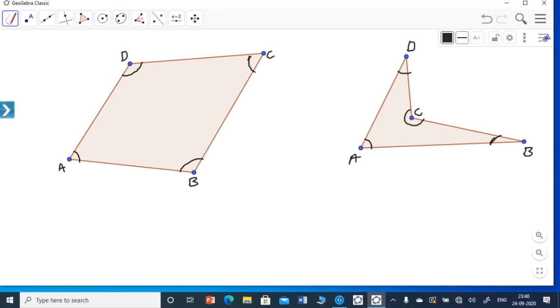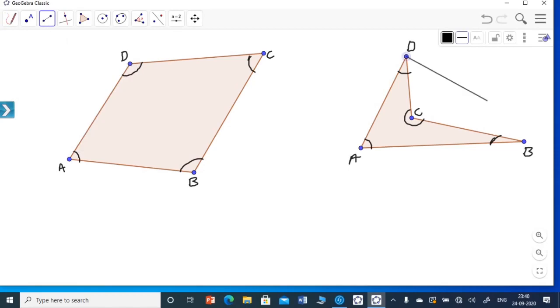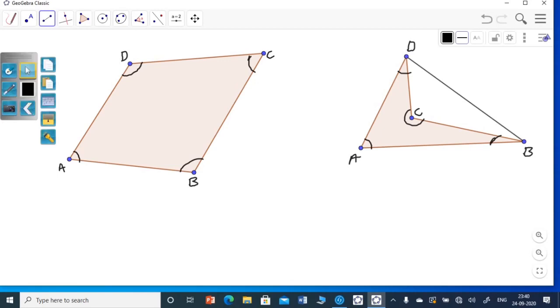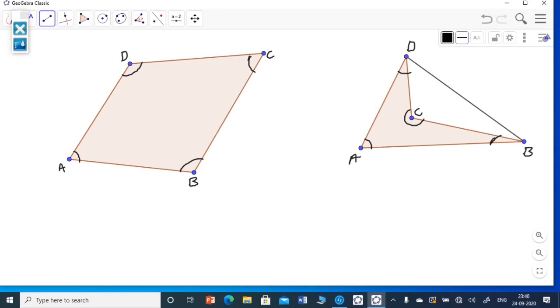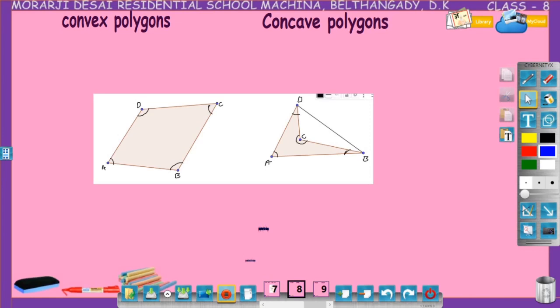See, in the first figure, all the interior angles are less than 180 degrees. But in the second figure, in a concave polygon, one angle is more than 180 degrees. That is, angle DCB is more than 180 degrees. And one more thing you can observe. In the first figure, all the diagonals are inside the polygon. But in the second figure, that is concave polygon, one diagonal will come outside the polygon.